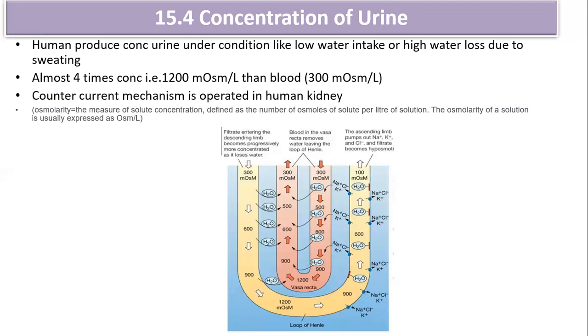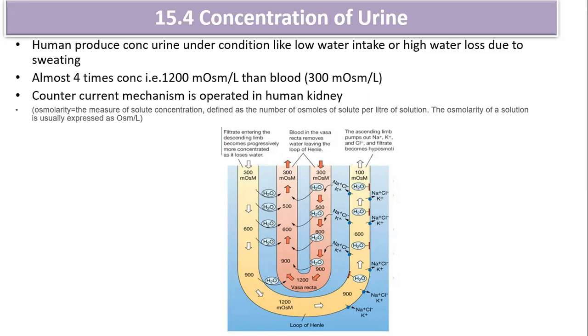Your blood has a salt concentration of approximately 300 milliosmol per liter. But the urine can become 1200 milliosmol per liter under such conditions like low water intake and loss of water because of excessive sweating.